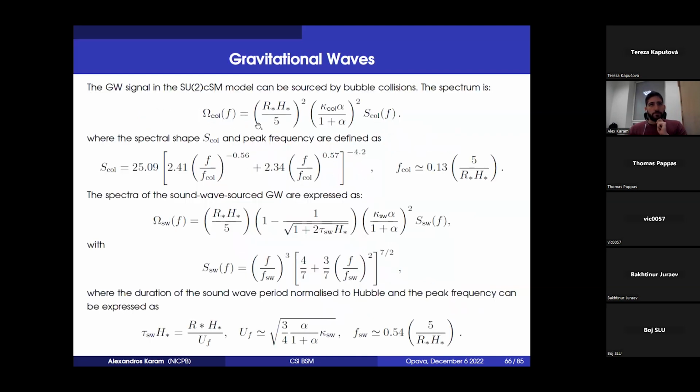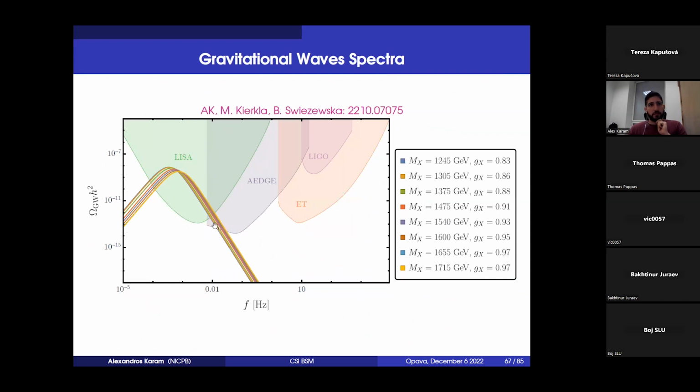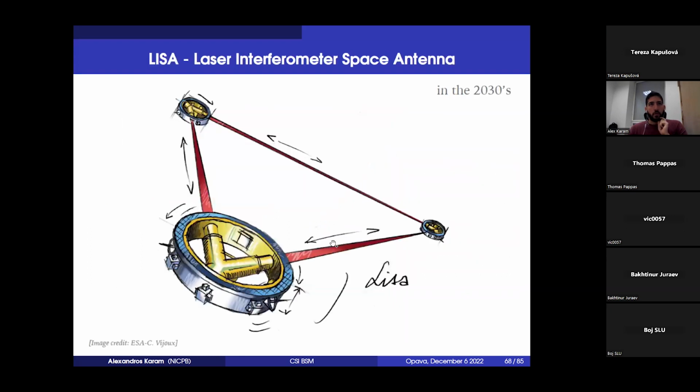So without going into detail, these are the spectra from bubble collisions and sound waves. And for the allowed parameter space that I showed you before, we find these gravitational wave spectra. And they fall within the observability window of the LISA experiment. So in the future, this experiment will become operational. And if it sees gravitational waves, then our model could be falsified. LISA is a Laser Interferometer Space Antenna: these three devices will be sent into space. They will have a separation of 3 million kilometers, and they will be able to observe gravitational waves, hopefully.